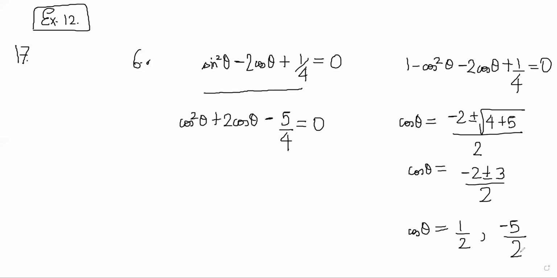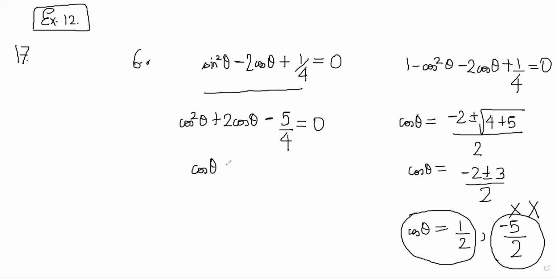Now, which answer is possible? Obviously minus 5 by 2 is impossible. Cos theta should be between minus 1 and 1, no? So this is minus 2.5, a rejected solution. This is not a real solution. This is the possible answer. So this equation gives cos theta is equal to half.